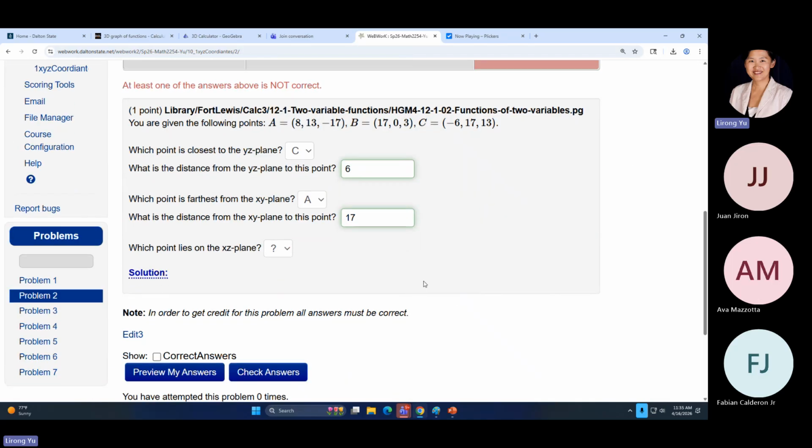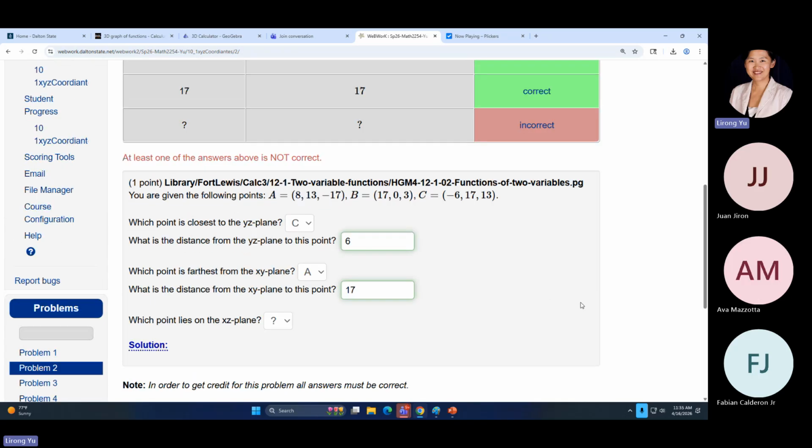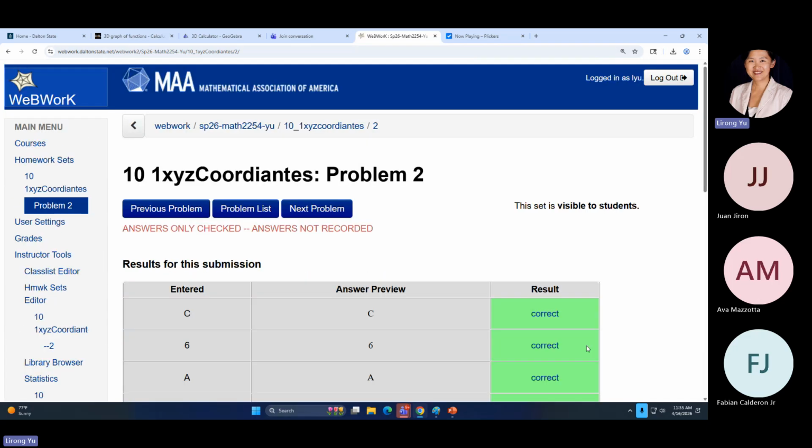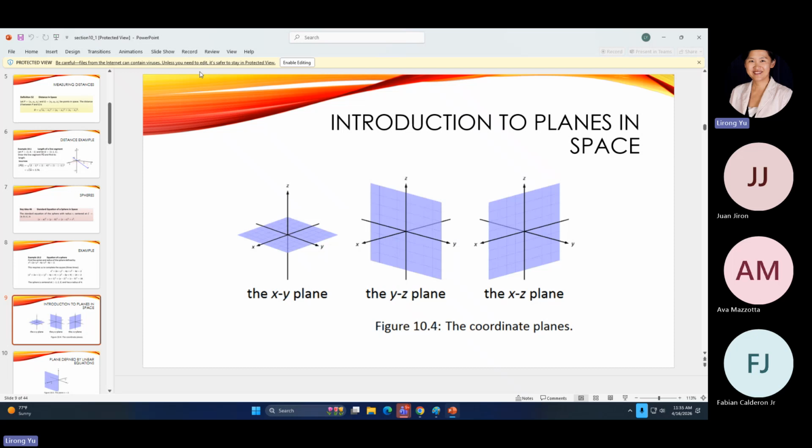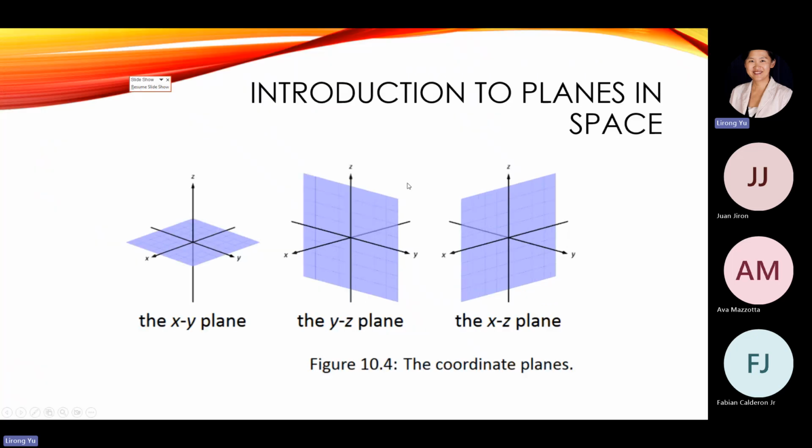I assume the next one asks which is on the xz plane, which would be B, right? If it's on the xz plane, y equals 0. This is the only one where y equals 0. This is the question I mentioned about the point and plane, which is why I feel it's related to this example.